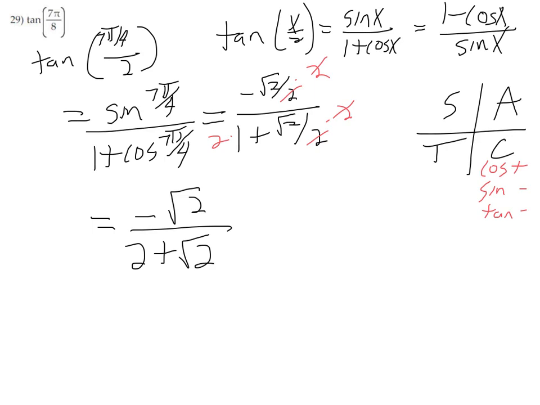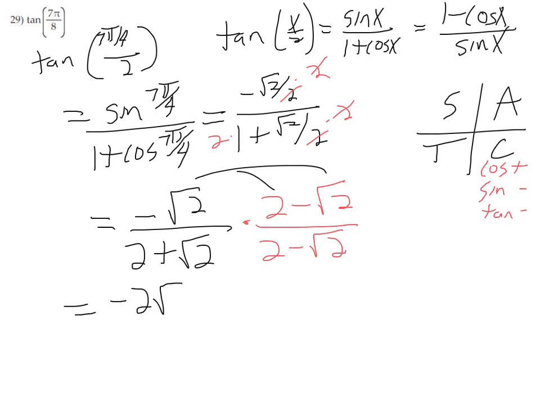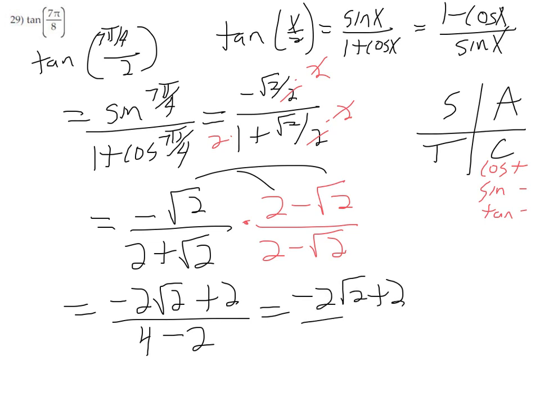And this would be fine, except most books want you to rationalize denominators, so we'd multiply by the conjugate and see what happens. So what happens on the top, we distribute, and we get minus 2 square root 2 plus 2. On the bottom, foiling that out, we have 4 minus 2. Okay, so we have minus 2 square root 2 plus 2 over 2.